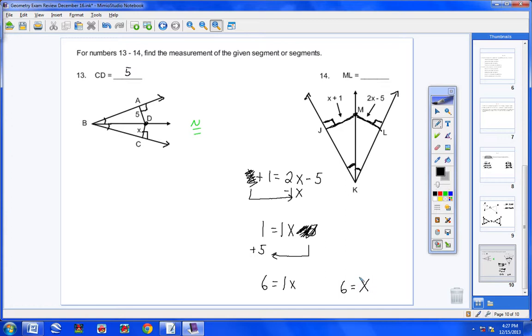Okay, now 6 equals x. That is not your answer. The instructions said to find the length of segment ML. And here's ML, do you see that right here? And ML is really 2x minus 5. So now that you solved for x, you're going to have to substitute a 6 and then find the length of ML. So 2 times 6 minus 5. Well, 2 times 6 is 12. 12 minus 5 is 7. So we're going to put a 7 right here. Okay? So there we go.